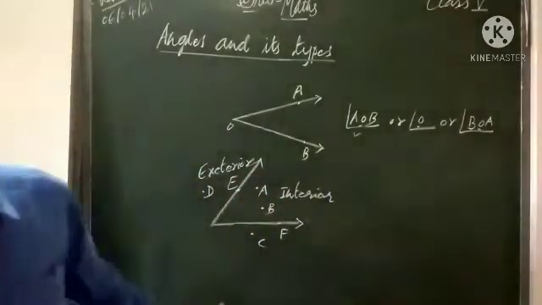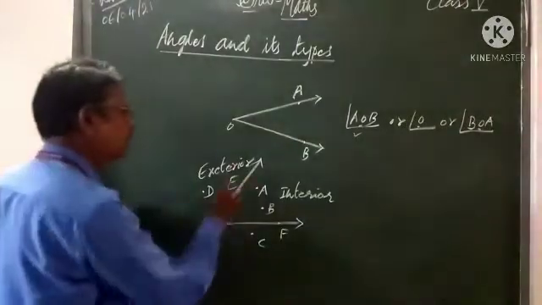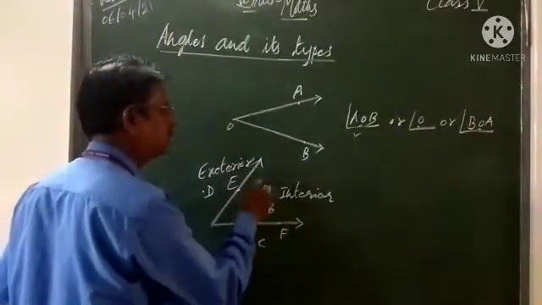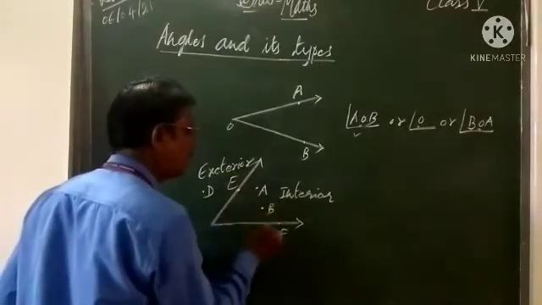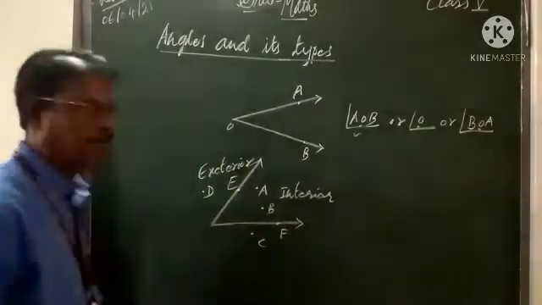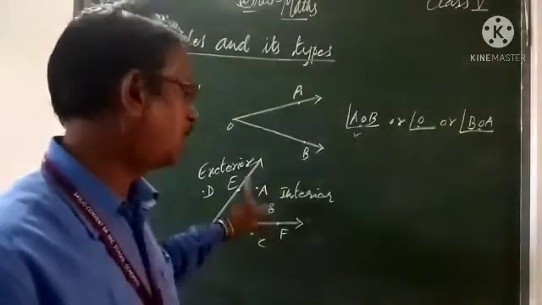We can say that take here in this angle. That's why this point A and B are called interior points. And some points are present on the angle. For example, point E and point F is present on the angle.